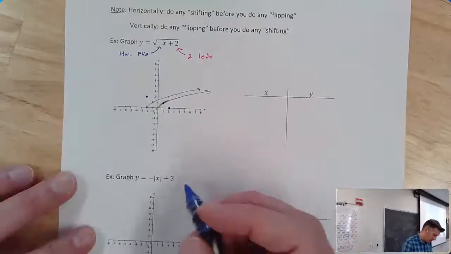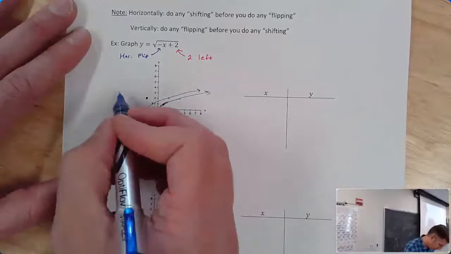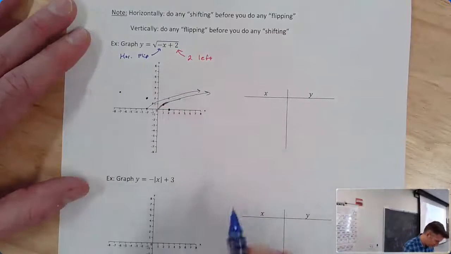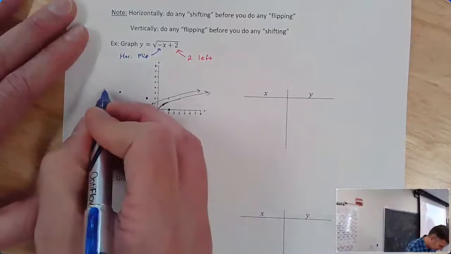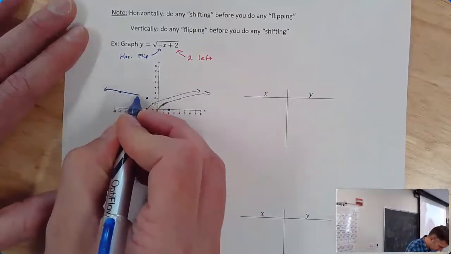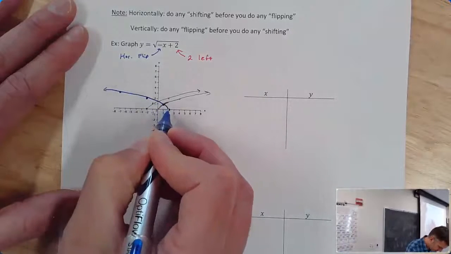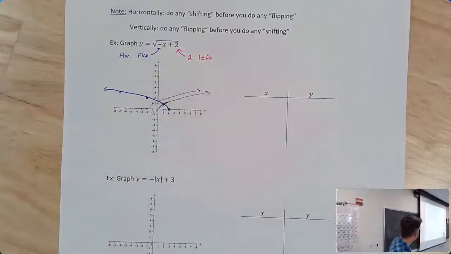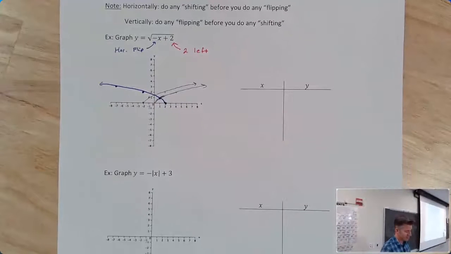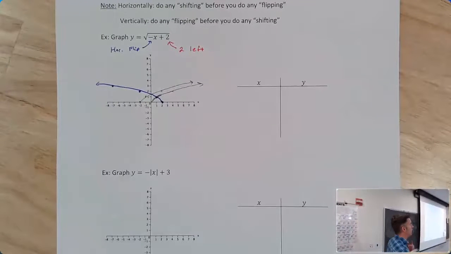I'm getting all of these points that look like this. Let me graph a little more. I'm also going to do the point -7, 3. So it's going to look like this. But it really is the case that you want to do the shift first and then the flip of that shift.